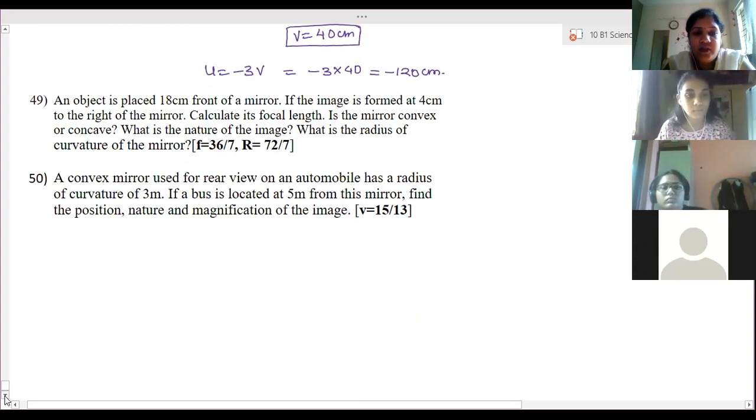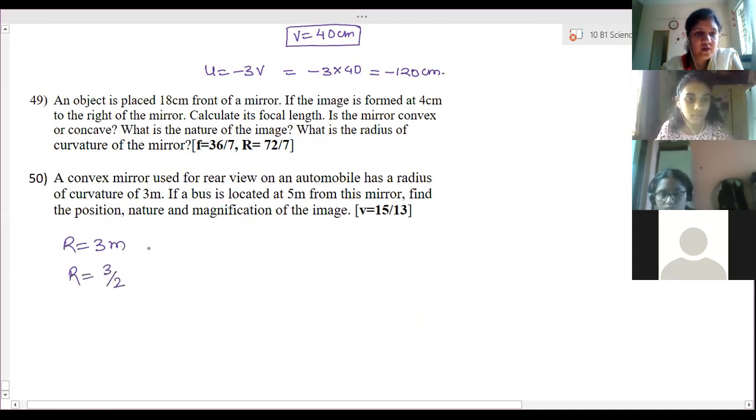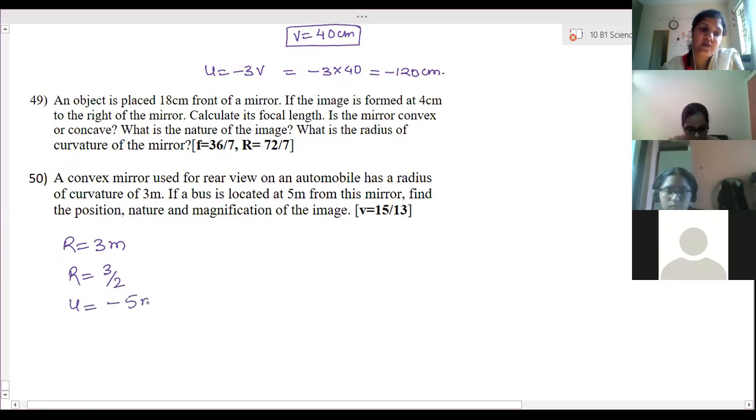50th. A convex mirror used for rear view on an automobile has a radius of curvature of 3 meter. If the radius is 3 meter, then what is the focal length? 0.5. 3 by 2. If a bus is located 5 meter from the mirror, that means u is equal to minus 5 meter. Sorry, the focal length is equal to 3 by 2 meters, and u is minus 5 meters. It is convex, so f is positive. Find the position, nature, and magnification of the image.